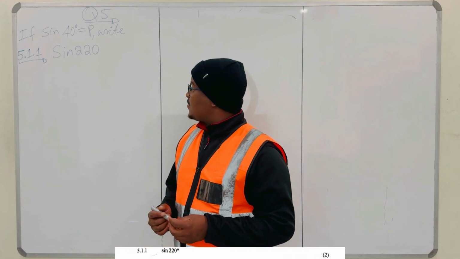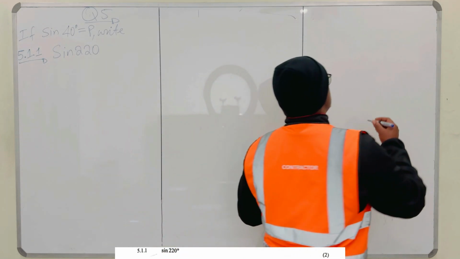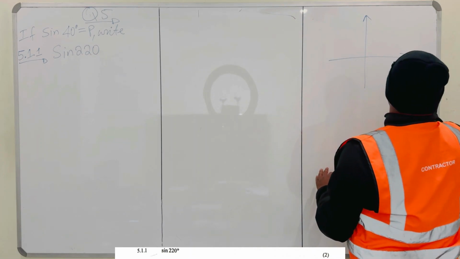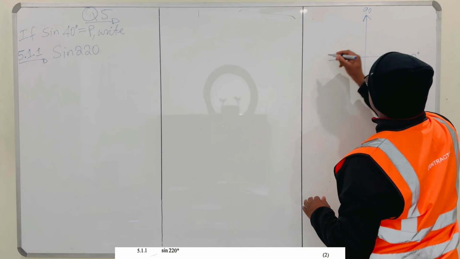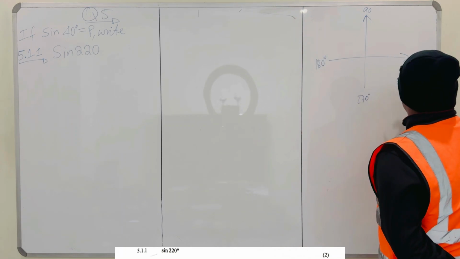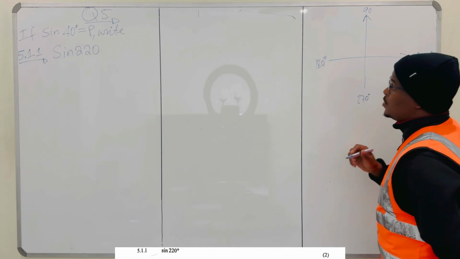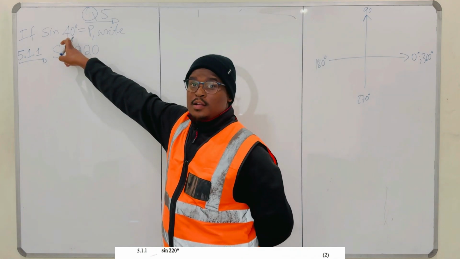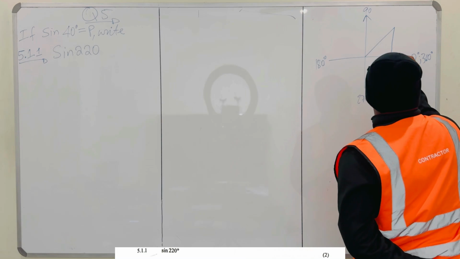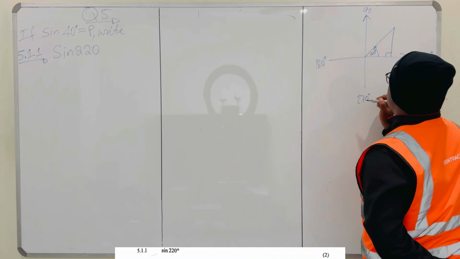The first thing that I would advise is to draw a rough sketch of this situation. Draw yourself a small Cartesian plane: 0 degrees, 90 degrees, 180 degrees, 270 degrees, 360 degrees. So 40 degrees is an acute angle. It's in the first quadrant, so it's here. Just draw a line like this and join it down here, such that this is 90 degrees. So that is your 40 degrees, this angle here.